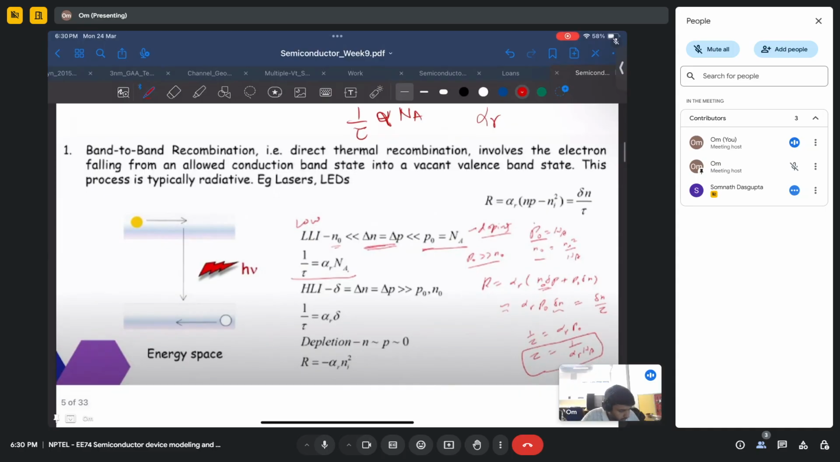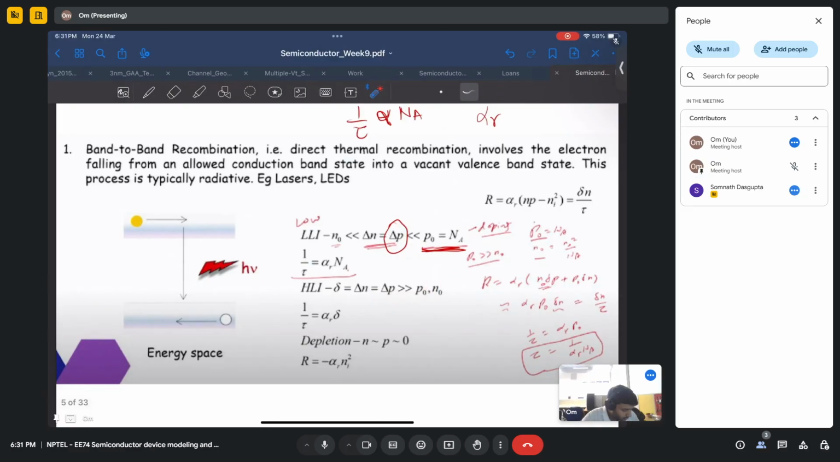Yes. The carriers that you are generating or recombining are less than the existing doping. That is the low level injection condition. For high level, this is the opposite. Whatever you are generating or recombining is much greater than the existing doping. For that case, Na will not matter because what you are generating is much greater than Na itself. So it is independent of Na, as you can see here.